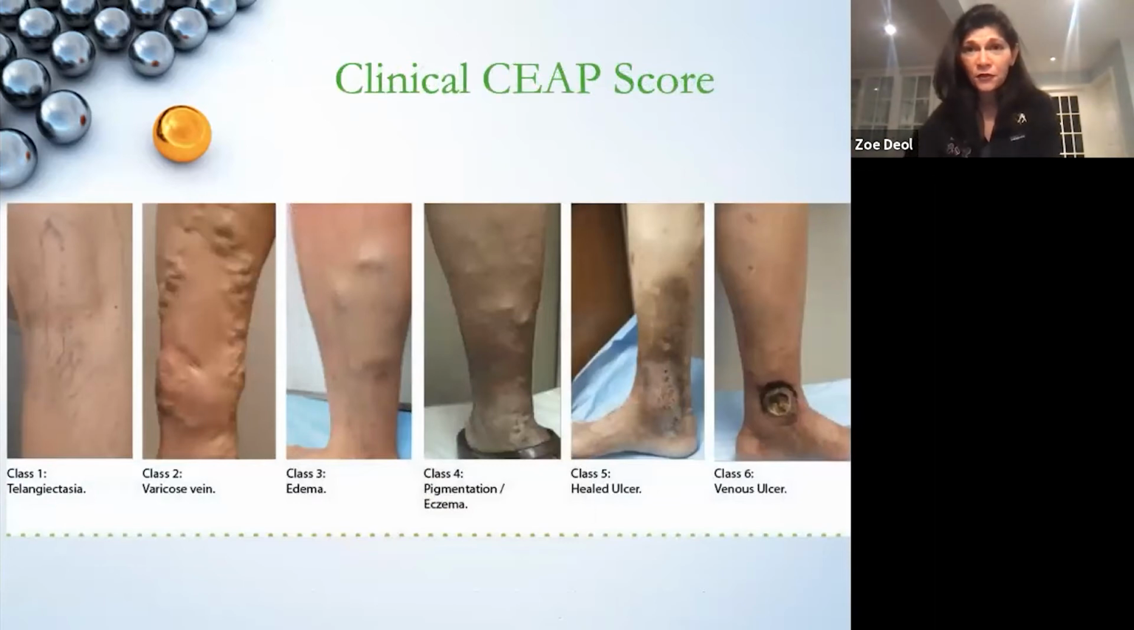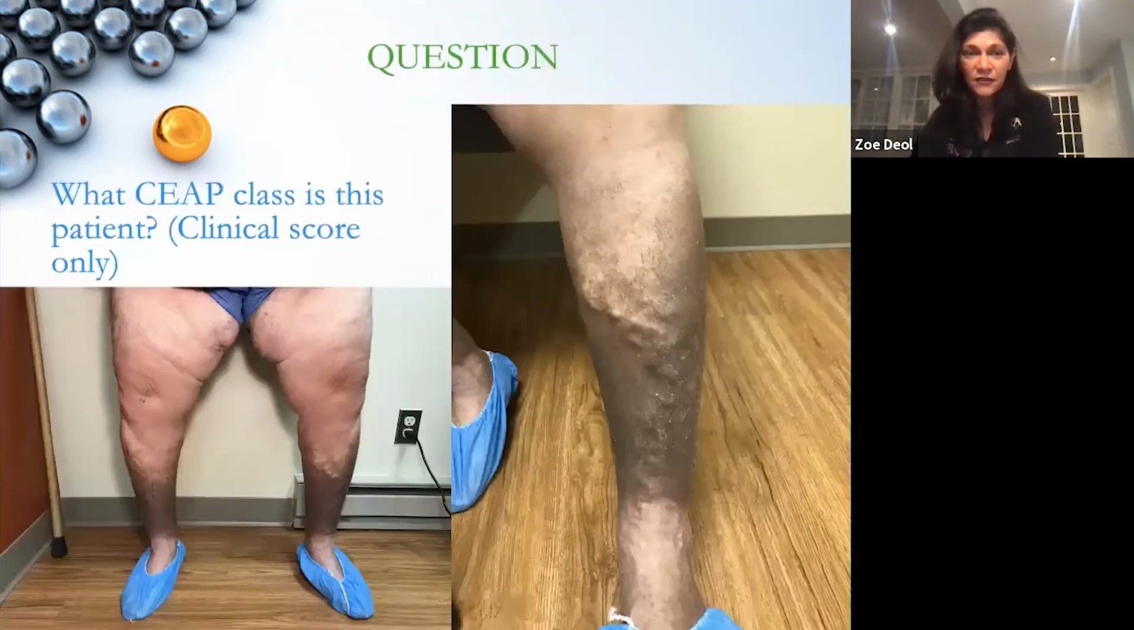CEAP score, I know you've already had a lot of exposure on this, but there's CEAP class 1, spider veins, 2, varicose veins, 3, edema, 4, and this is not the updated CEAP score. I apologize for that. I will change this for my next year's talk, but CEAP 4 are the skin changes, 5, healed ulcer, and 6 is a venous ulcer.